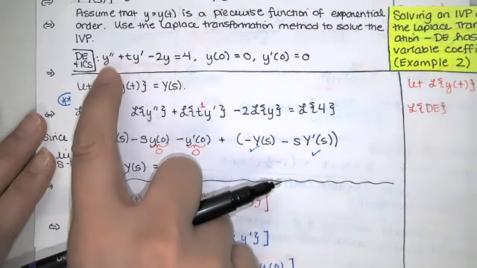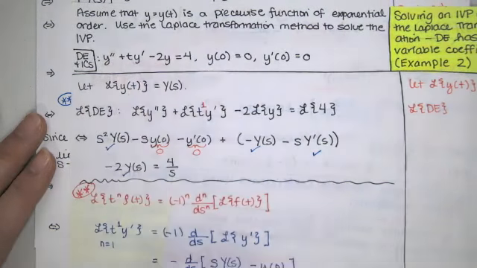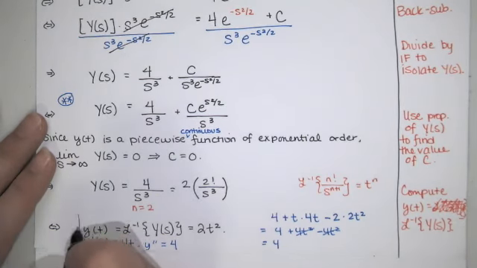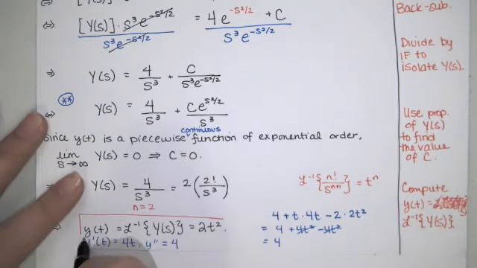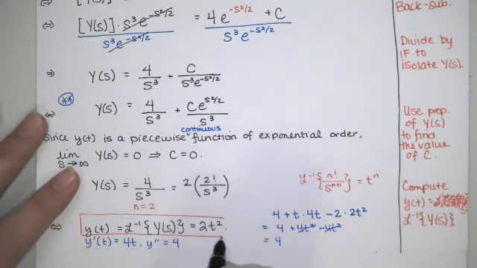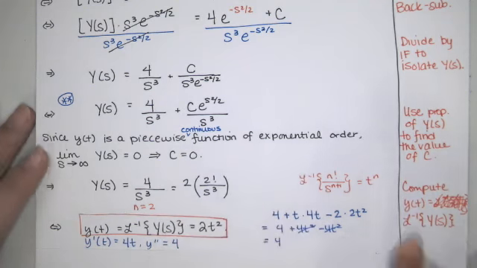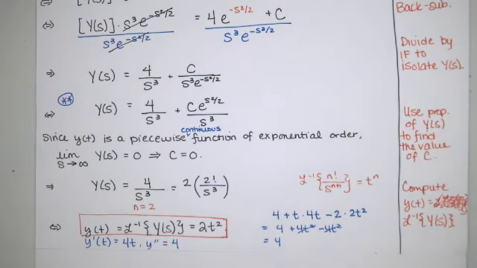So if we substitute in our y to the left-hand side, we do get 4. So this function, y of t equals 2t squared, is a solution to the differential equation, and it is of exponential order, and it's at least piecewise continuous on 0 to infinity. It's obviously continuous on 0 to infinity.